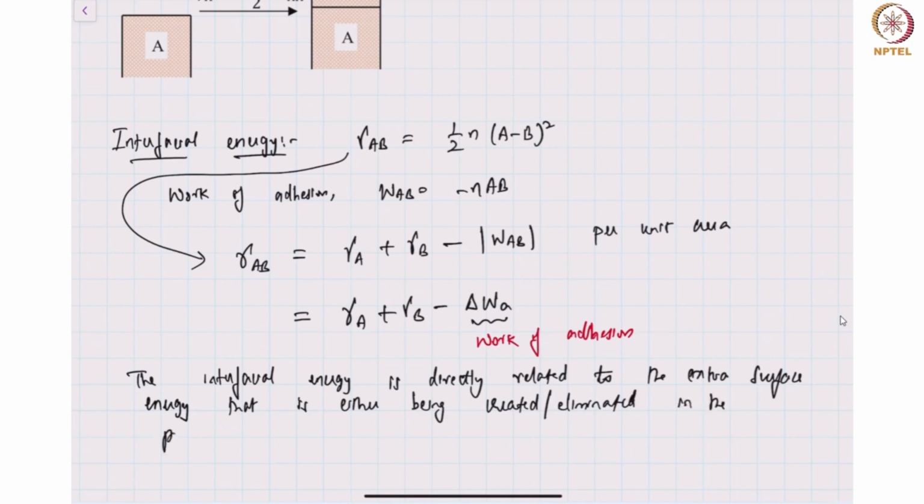In the process of separating, if I'm separating two surfaces, I'm creating an extra new surface between A and B. Or if I'm eliminating surface, which means I'm joining, let's say, A and A in the presence of B, then I can say it as joining. In the process of separating or joining, the interfacial energy is directly related to the extra surface energy that is either being created or eliminated in the process of separating or joining in the presence of another medium.